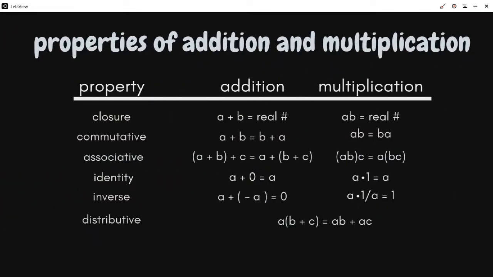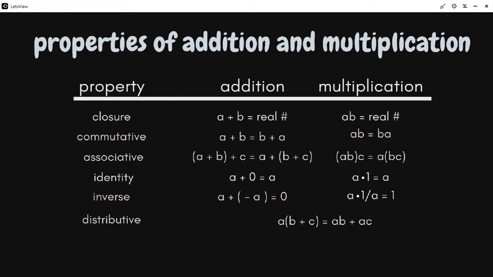Next, we have properties of addition and multiplication. So the first property is closure, which means that if a and b are real numbers and you're adding or multiplying them, the product or the sum will also be a real number. So like 2 plus 5 is 7, which is a real number, and 2 times 5 is 10, which is also a real number.